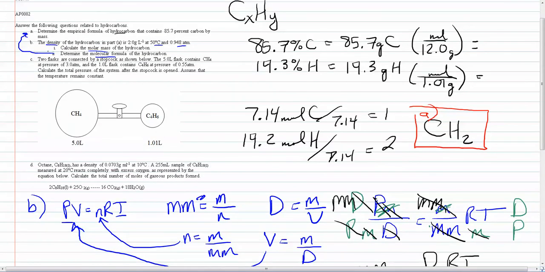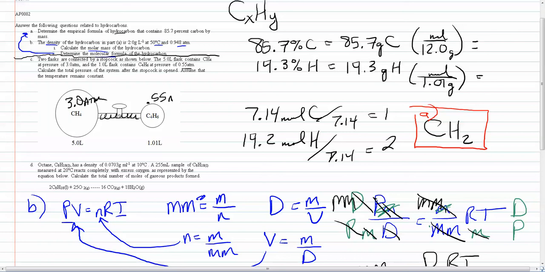C is a two-flask problem. Now it turns out, if you've already read this, you'll know that this is completely separate from that problem. So now we're looking at two containers connected by a stopcock. The problem doesn't state it, but we'll assume that the tube in between has no volume, which is not true, but it'll work. The 5-liter flask has a pressure of 3 atm, and the smaller one appears to have a 0.55 atm pressure.